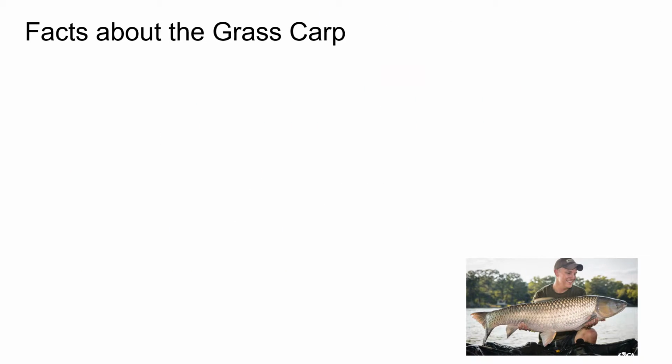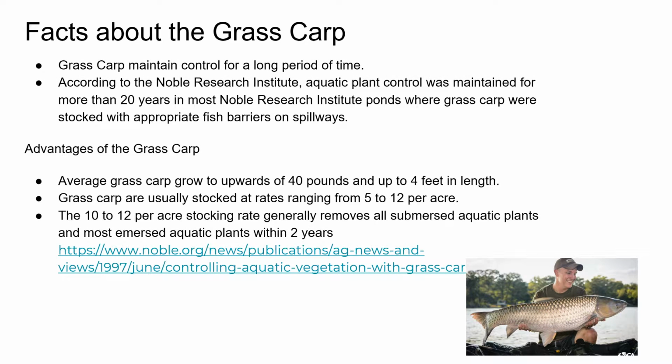Some of the facts about the grass carp. The grass carp can maintain control for a long period of time. The average grass carp can grow to upwards of 40 pounds and up to 4 feet in length. Grass carp are usually stocked at rates ranging from 5 to 12 per acre, and when stocked at 10 to 12 per acre, they can generally remove all submerged aquatic plants and most immersed aquatic plants within approximately 2 years.